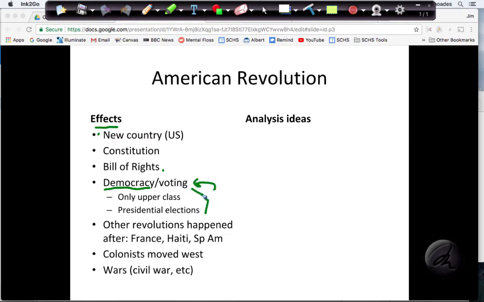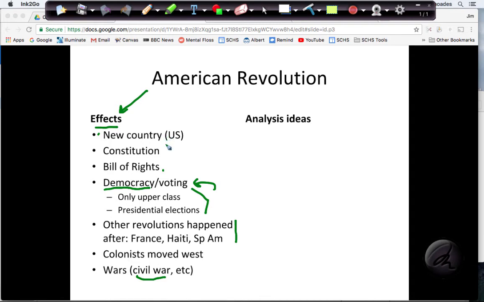I also know that, kind of outside the revolution, they inspired some other revolutions to happen. So maybe I'll be able to talk about that. I know that the colonists moved to the west. I know that America expanded. And I also know that there were wars following the American Revolution, for instance, the Civil War. So I've got to look at all this information and think about where it's going to fit in my analysis of what the American Revolution resulted in, or what the effects were of the American Revolution.